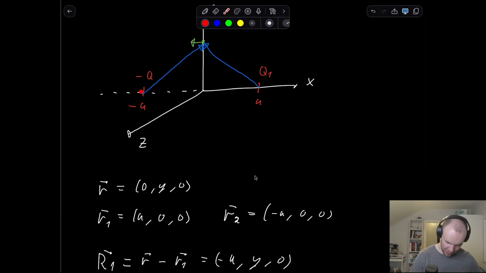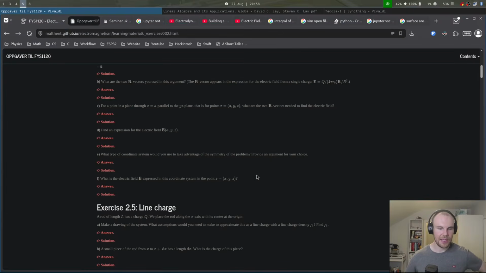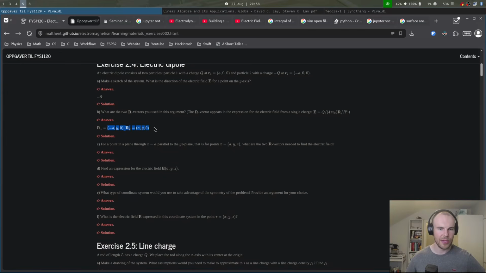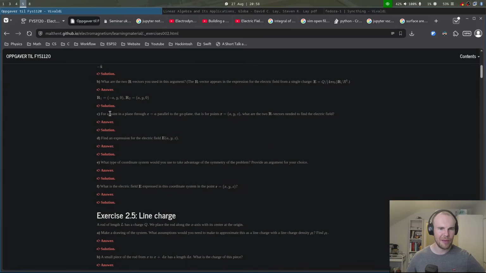The second one, we go A, and then we go positive Y. So that's indeed correct. Okay? Yeah, so that's correct, as you see. For a point in a plane through x equal to A, parallel to the yz plane, that is A, Y, Z. What are the two r vectors needed to find the electric field?